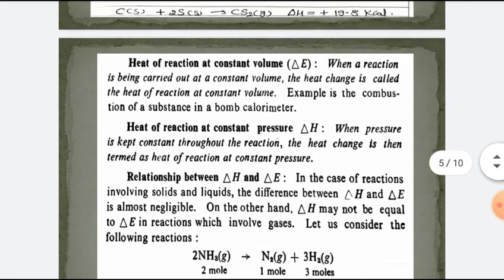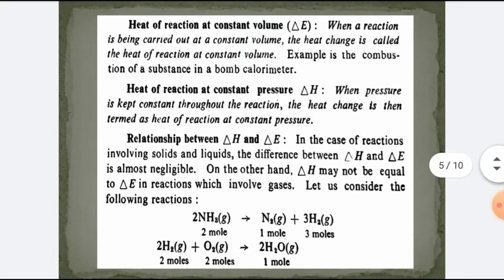Next one, the heat of reaction at constant volume. When a reaction is being carried out at constant volume, the heat change is called the heat of reaction at constant volume, denoted by delta E. When pressure is kept constant throughout the reaction, the heat change is termed the heat of reaction at constant pressure, which is denoted by delta H.